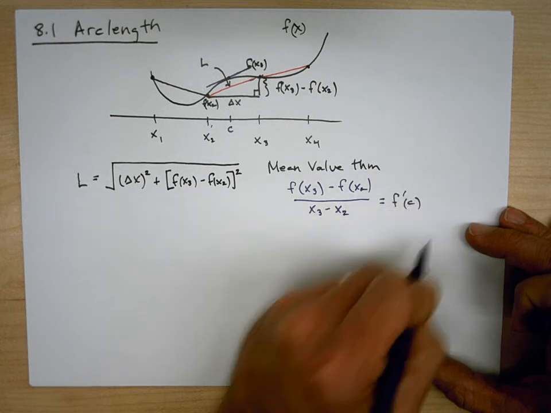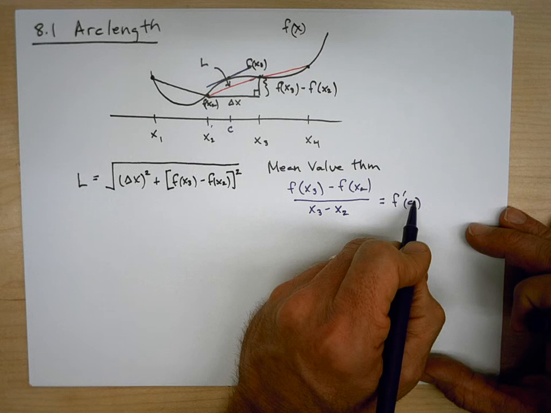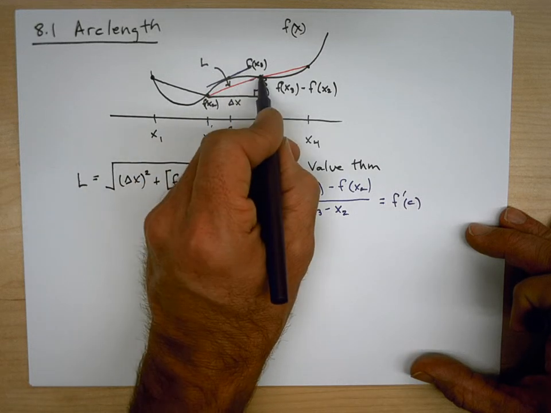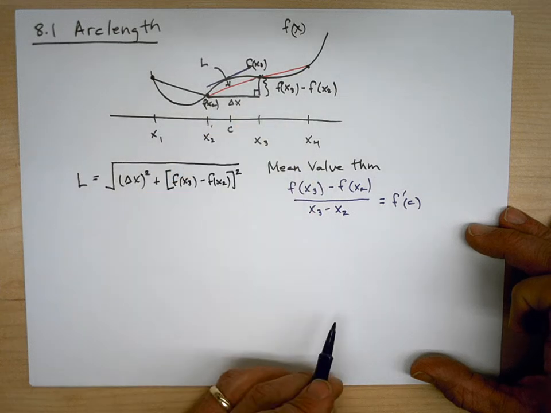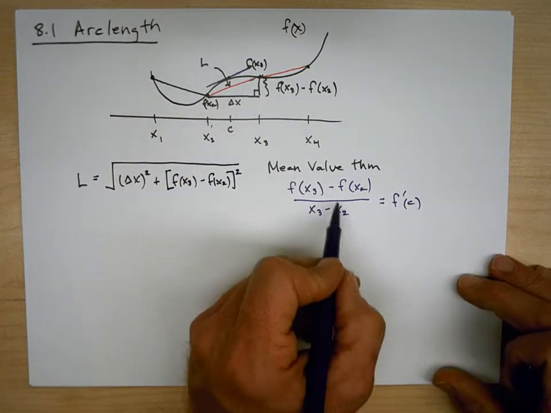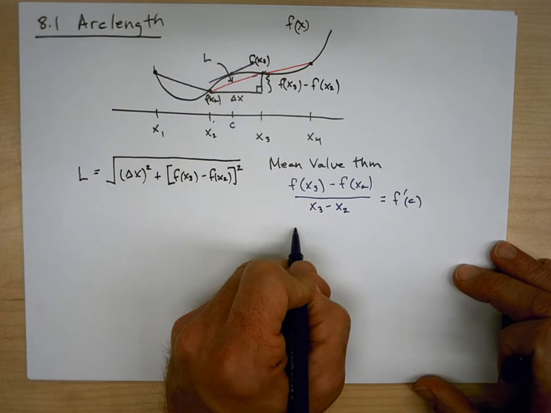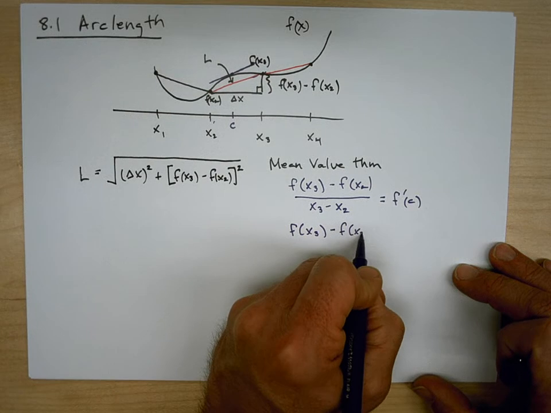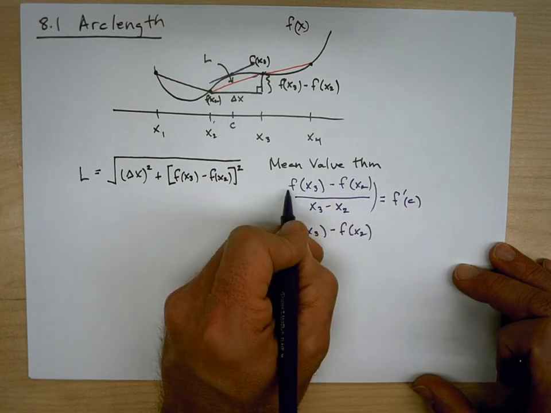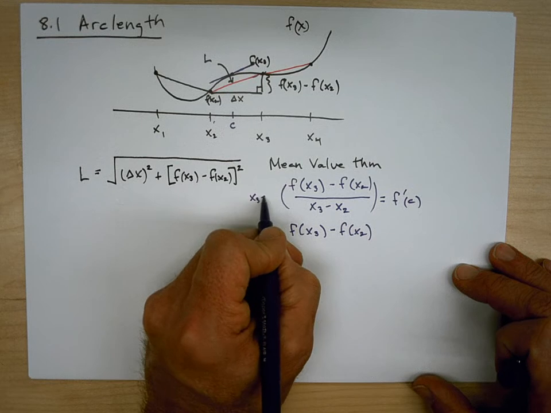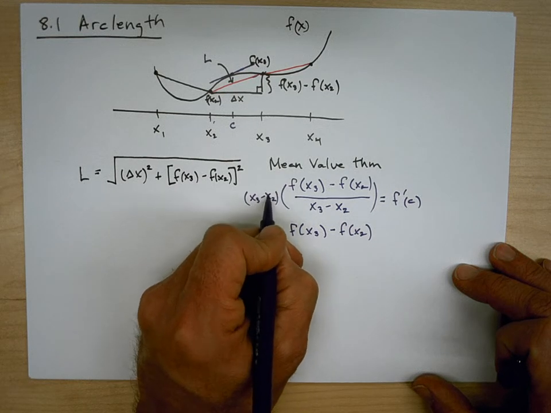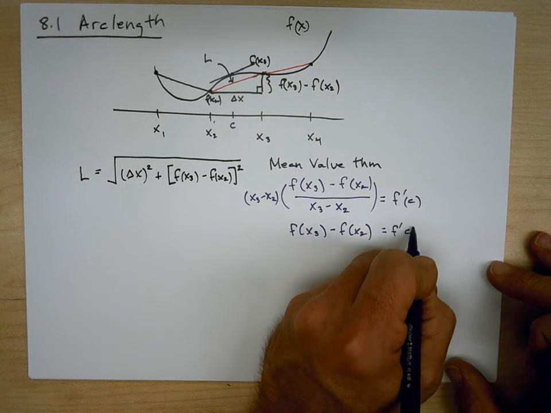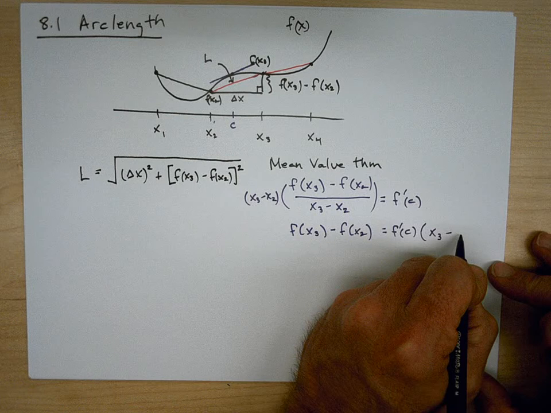Basically it's saying that there's a point that if you take the derivative at that point, then the slope of the tangent line at that point is equal to the slope of the secant line. And then this can be rearranged so that f of x3 minus f of x2, in other words, if you multiply both sides by x3 minus x2, right, and do the same thing over here, I get f prime of c times x3 minus x2.